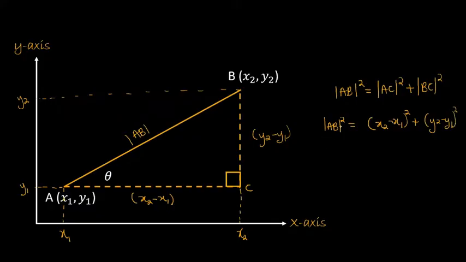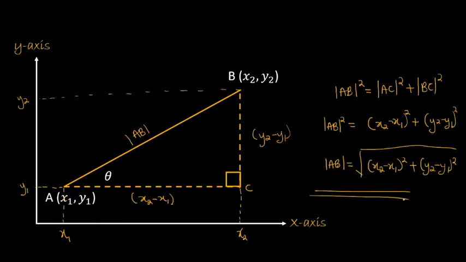So now to leave the length of AB stand alone, we have length of AB, then we take the root of what we have on the right hand side. So we have the square root of x2 minus x1 squared plus y2 minus y1 squared. So this becomes the formula for calculating the length or the distance between 2 points.